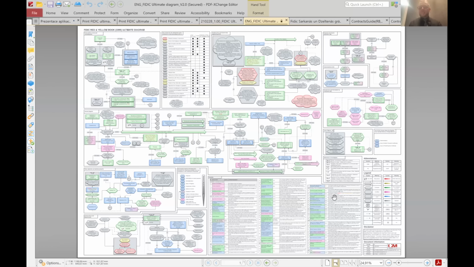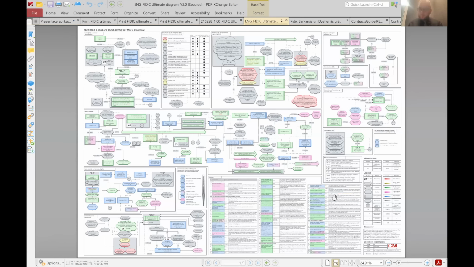Quite a lot of people are asking me if I will create a Fidic ultimate diagram for the 2017 books. Well, I was thinking about it quite a lot. First of all, the problem is time, because I created this as a free tool in my free time, and it's kind of hard. It took some time, because as you have seen, the first version was around the year 2021, and this version was around the year 2024. So it took some time to create the Fidic ultimate diagram for the Fidic books 99.